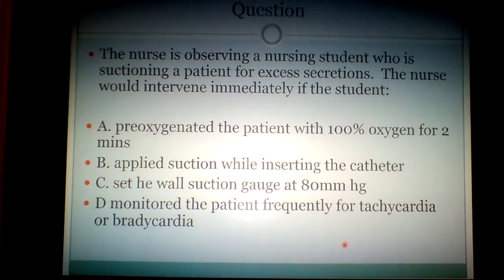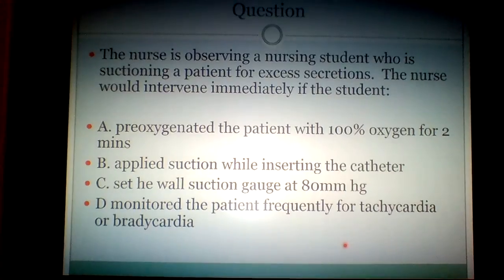Set the wall suction at 80. It's supposed to be 80 to 100. I'm kind of cool with that. Monitor the patient frequently for tachycardia or bradycardia. That's the bomb right there. That's assessment. We do that all the time. So I want to know how the patient is tolerating being suctioned. So I like D. I know that the suction on the wall, that's wall suction, guys, should be between 80 to 100. So I'm cool with that.